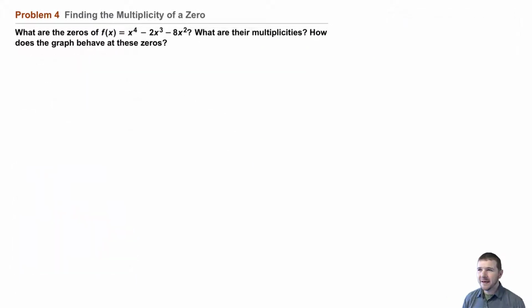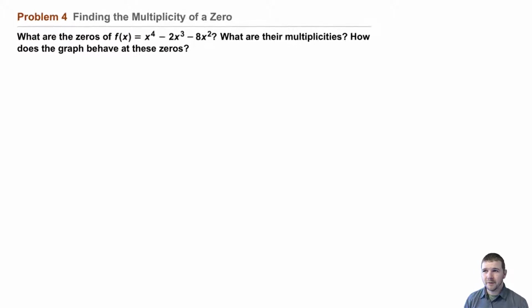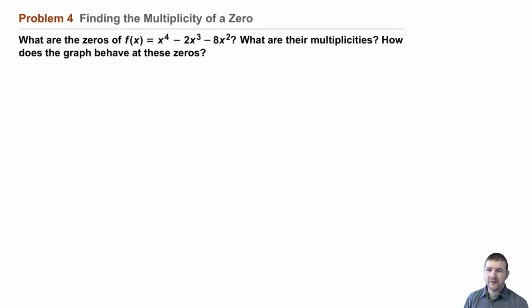Problem 4. Finding the multiplicity of a 0. What are the zeros of f of x equals x to the 4th minus 2x cubed minus 8x squared? What are their multiplicities? How does the graph behave at those zeros?